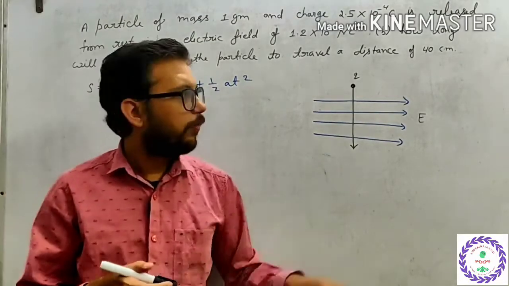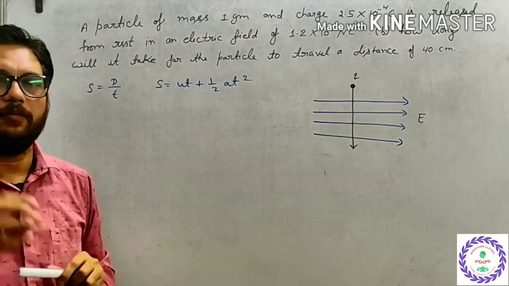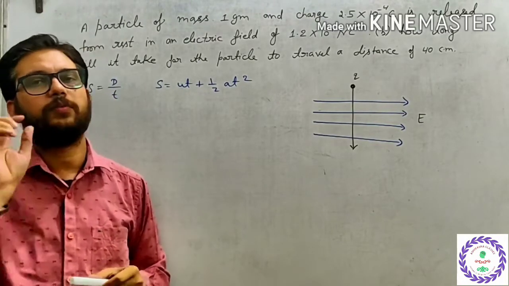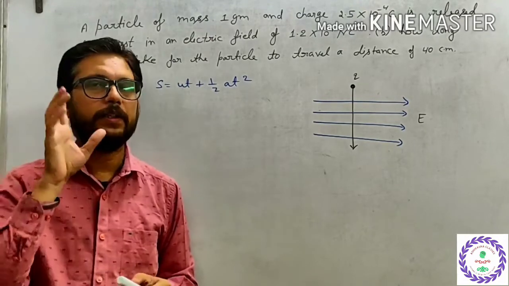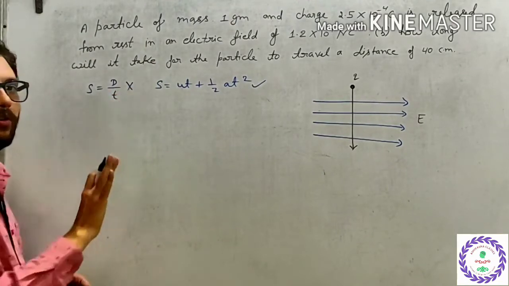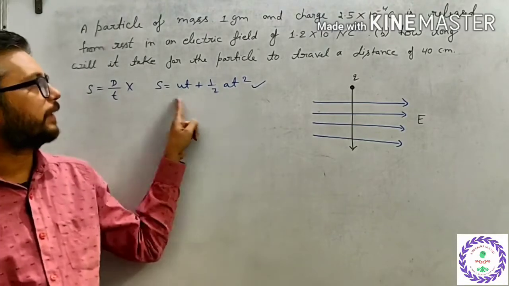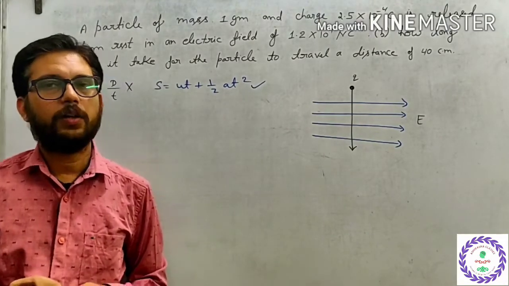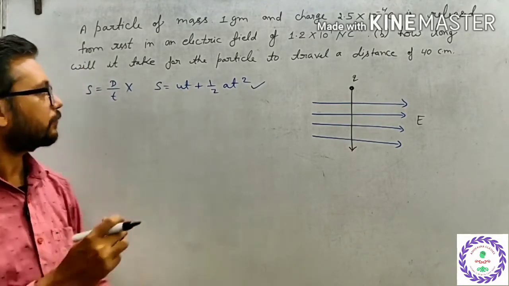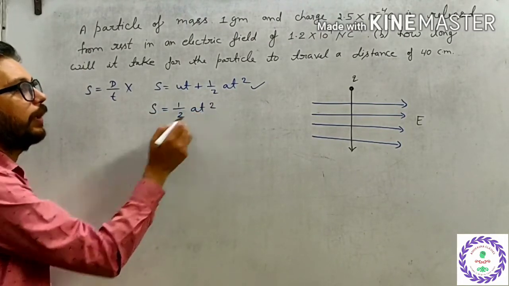Because we know that whenever there is an electric field, it applies a force, and whenever there is a force on any body, the motion is called non-uniform motion. So when the motion is non-uniform, we have to apply this equation. This equation is valid for only uniform motion. So here the motion is non-uniform, so we have to apply this equation. Now according to the question, it is released. Released means initial velocity is 0. So we have simply S equal to half at square.